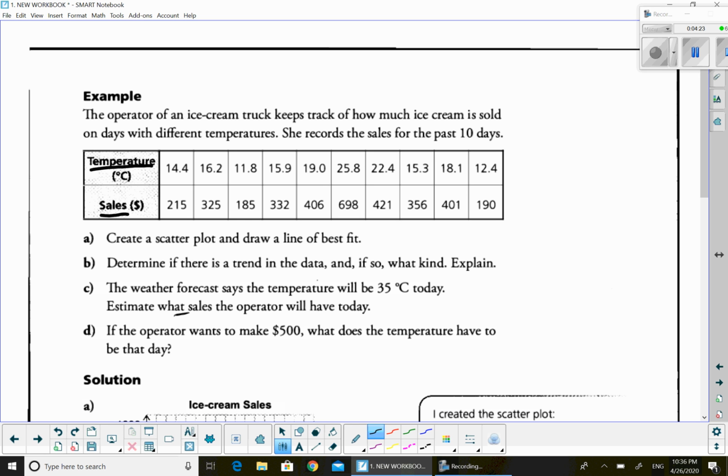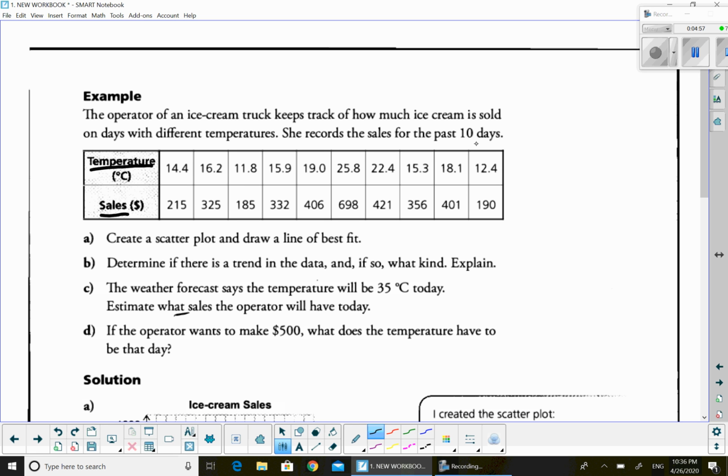First thing we should ask ourselves, which one of these depends on the other? If I'm selling ice cream, am I going to sell more ice cream on cold days or warm days? Or is the temperature going to depend on the number of ice creams I sell? Hopefully you realize that the sales, the number of ice creams, will depend on the temperature, and hopefully you can predict that on hotter days, there's going to be more ice cream sold, because not a lot of people are eating ice cream on cold days.